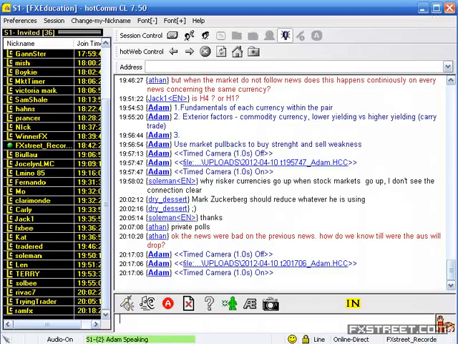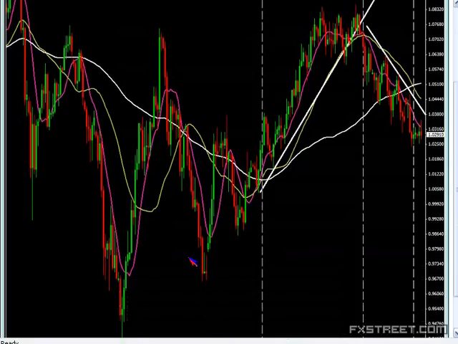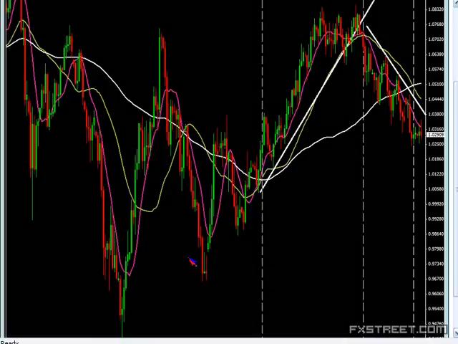If everyone agrees, beautiful. Then we just look for the entry. Remember the entry? Wait for a pullback, trade in the same direction as the trend. Risk management, don't trade too big. Use big stop orders. And I think you've come very, very close to getting it right.